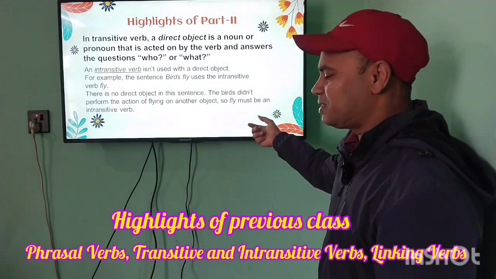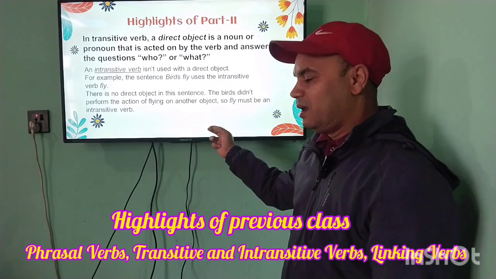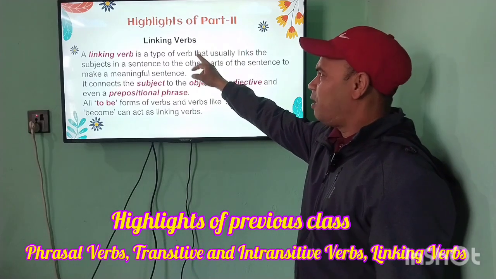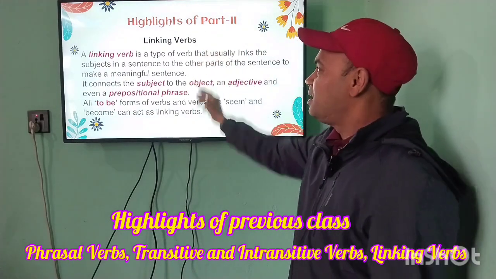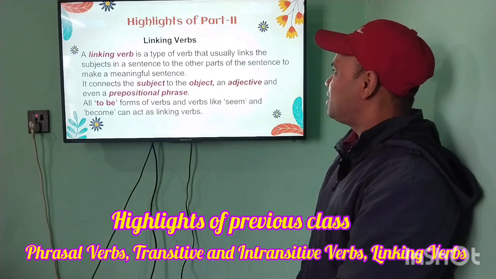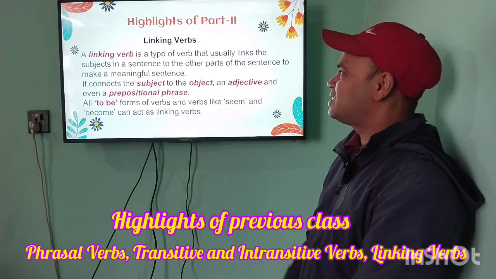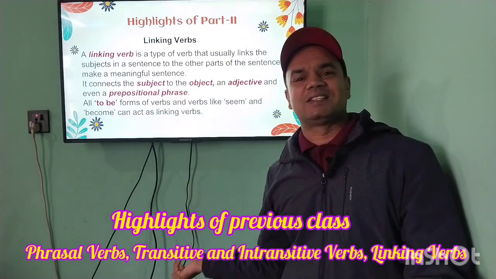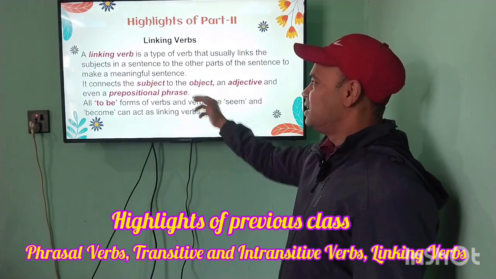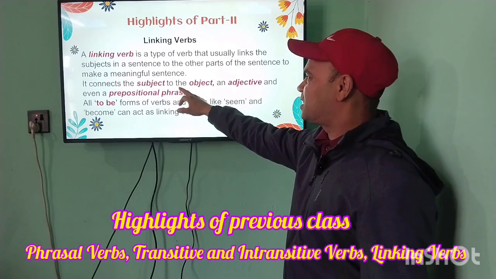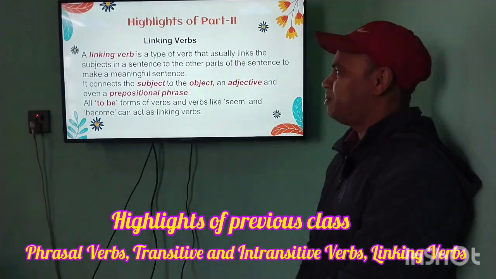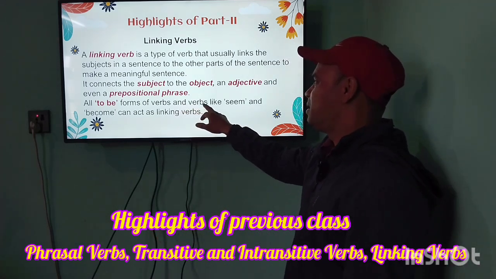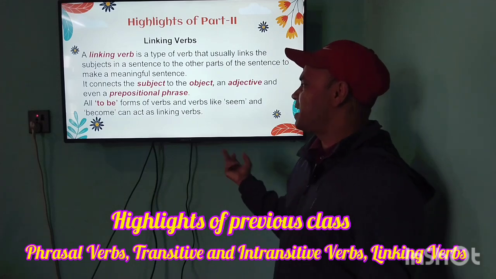We also discussed in the previous class about linking verbs. What are linking verbs? A linking verb is a type of verb that usually links the subject in a sentence to other parts of the sentence to make a meaningful sentence. It connects the subject to an object, an adjective, and even a prepositional phrase. All to be forms of verbs, and verbs like seem and become, can act as a linking verb.